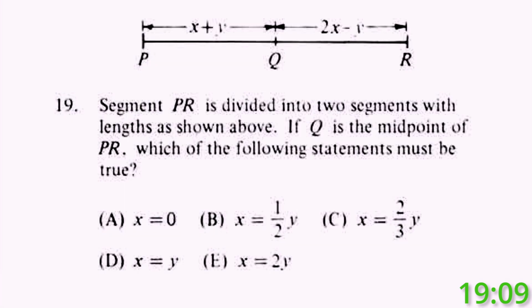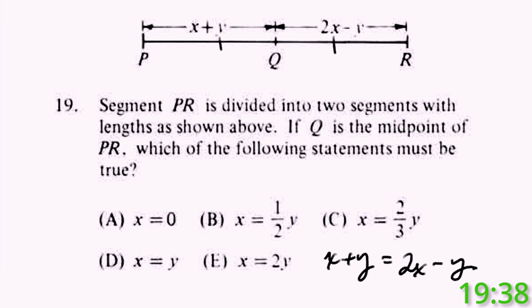19. Segment PR is divided into 2 segments with lengths as shown. If Q is the midpoint of PR, that's important. Q is the midpoint. So if Q is the midpoint, then I know those are the same, and I know that x plus y has to be the same as 2x minus y. I don't know what that helps me with. Which of the following statements is true?